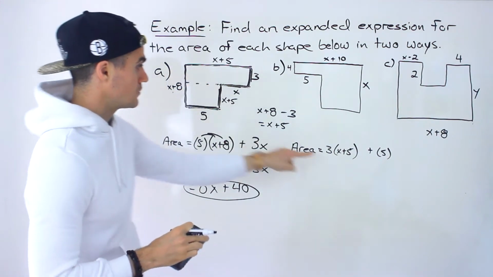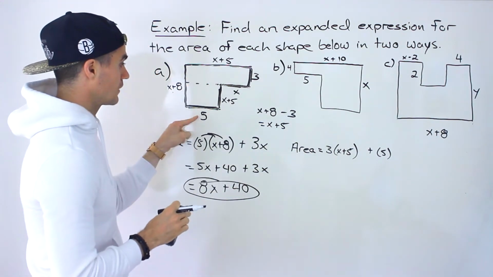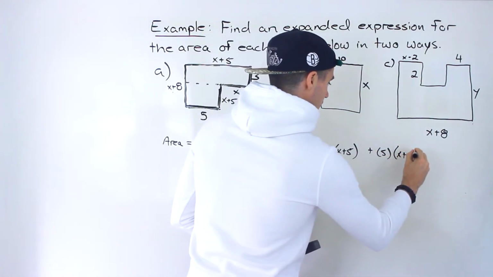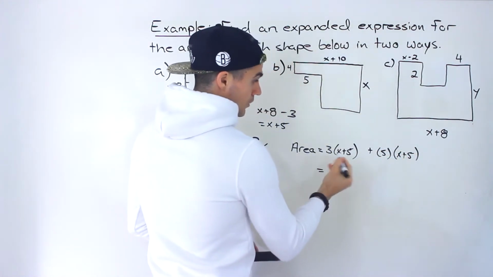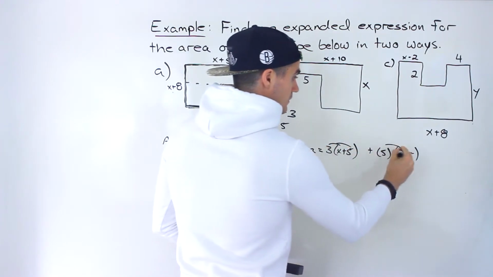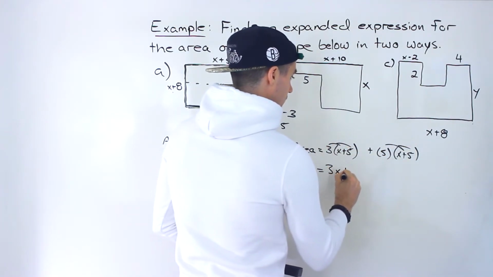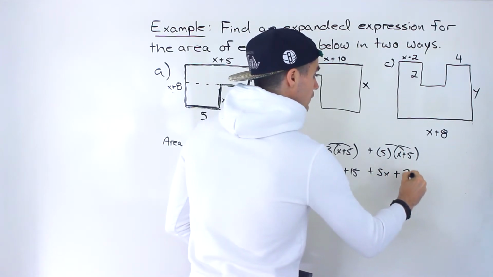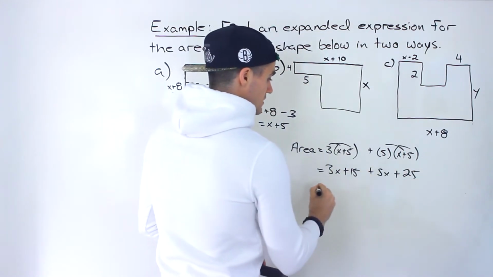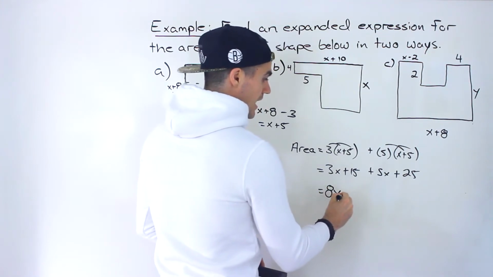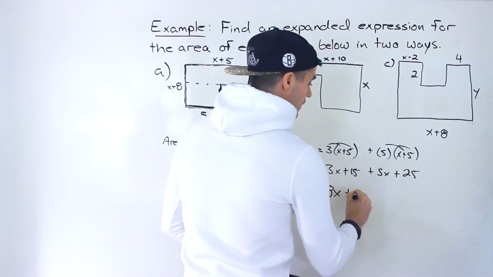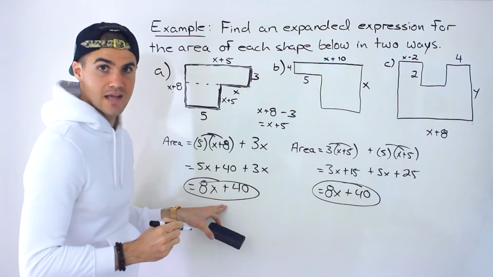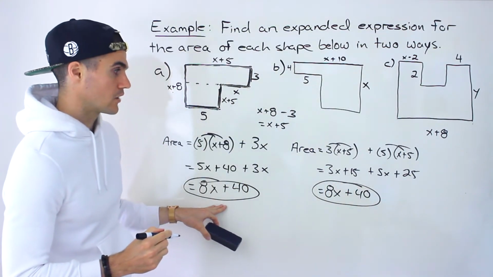This first rectangle was 3 times x plus 5, and this second rectangle is 5 times x plus 5. And notice what happens when we expand. We'll have 3x plus 15 plus 5x plus 25. Then the 3x and the 5x give 8x, and 15 plus 25 gives us 40. And notice that's the exact same value that we got right here.